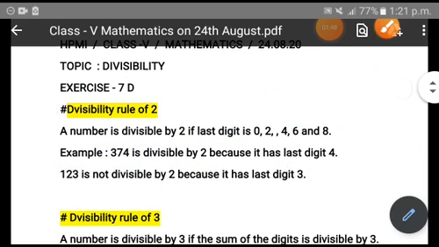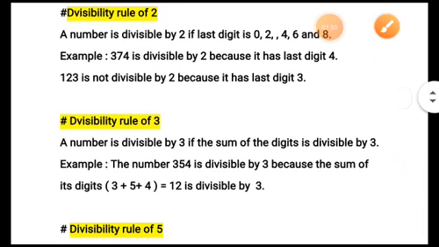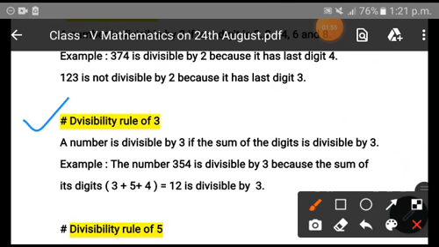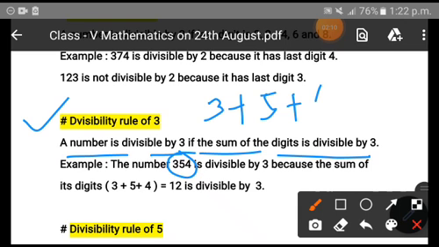Next rule of divisibility we are going to learn is the divisibility rule of 3. The condition is that a number is divisible by 3 if the sum of the digits is divisible by 3. Here the number given is 354. We are going to add the digits, that means 3 plus 5 plus 4. After adding the digits we will get 12. You know that 12 is divisible by 3, so the entire number is divisible by 3.